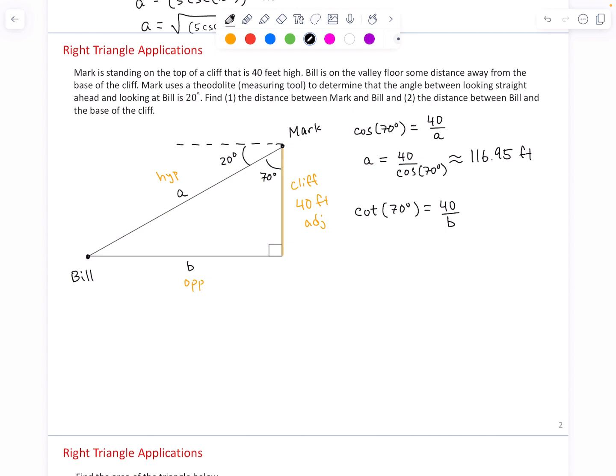Now multiply B to both sides and then divide by cotangent, and we get that B therefore is equal to 40 divided by cotangent of 70 degrees. We could change this to 40 times tangent of 70 degrees because 1 over cotangent is the same thing as tangent. Either way, when I calculate this on a calculator, we get approximately 109.899, which will round to 109.90. And this answers both questions. Mark and Bill are 116.95 feet apart, and Bill is about 109.9 feet from the base of the cliff. Okay, let's go to the next page.